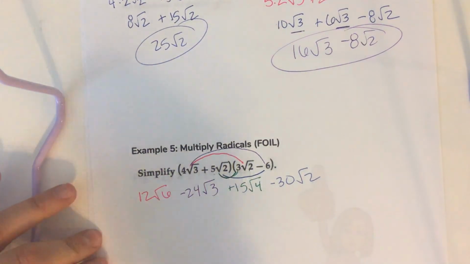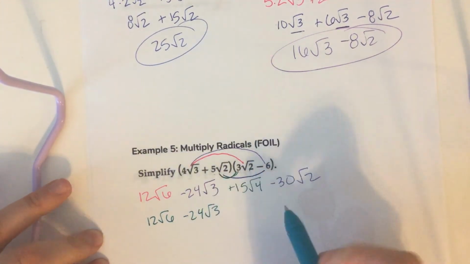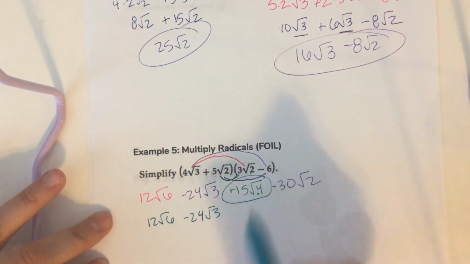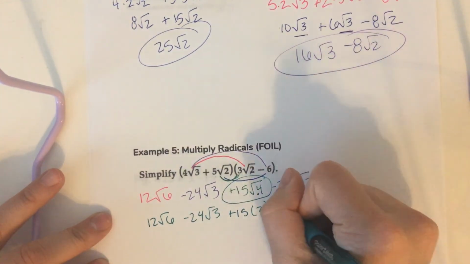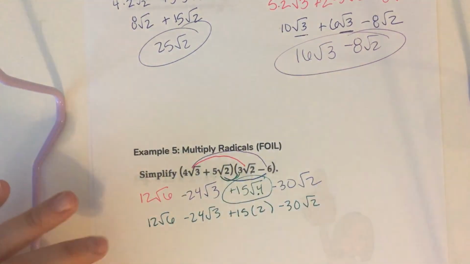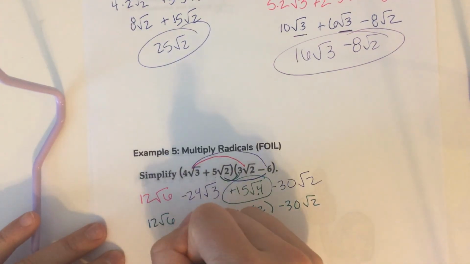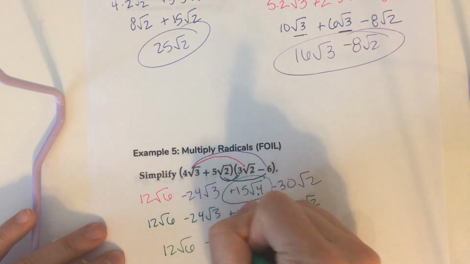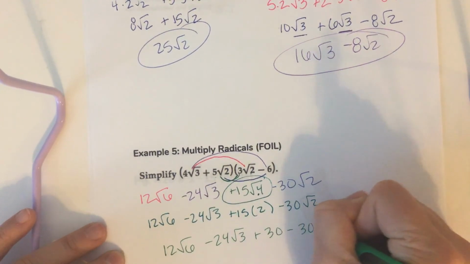So clean this up a little bit. We have 12 square root 6 minus 24 square root 3. The square root of 4 is 2, so this is just 15 times 2 minus 30 radical 2 to get the final answer of 12 square root 6 minus 24 square root 3 plus 30 minus 30 radical 2.